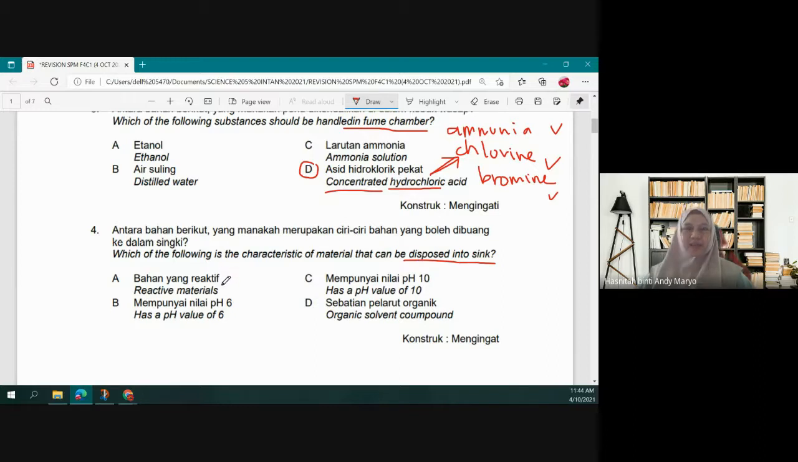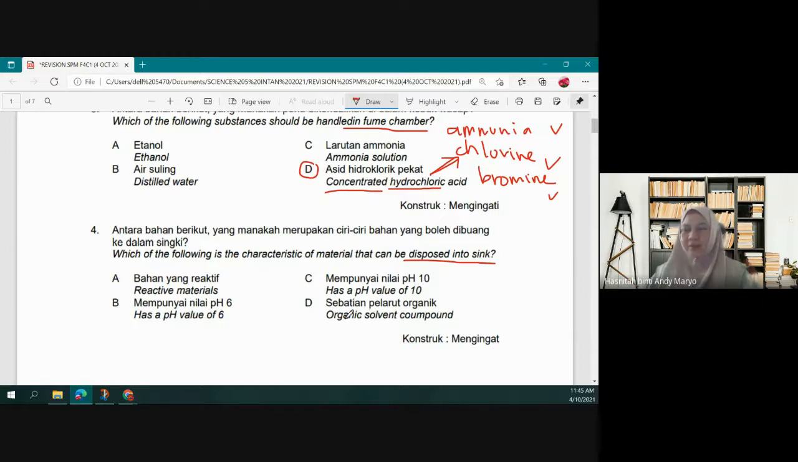Is it A, reactive material, or a material which has a pH value of 6? This is very close to a neutral pH, which is 7. Or a material which has a pH value of 10. 10 is alkaline, okay, remember? Or organic solvent compound. So which one can we throw directly into the sink? A, B, C, or D? Any idea? Which one is the least dangerous that you can dispose of directly into the sink?